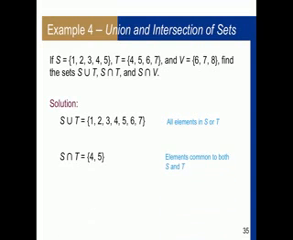Then we take a look at the intersection of S and T. The only two elements that these two have in common are 4 and 5. Therefore, 4 and 5 are the intersection. They're the elements that are in both S and T. And now if we look at the intersection of S and V, they don't share anything in common, so we end up with an empty set.